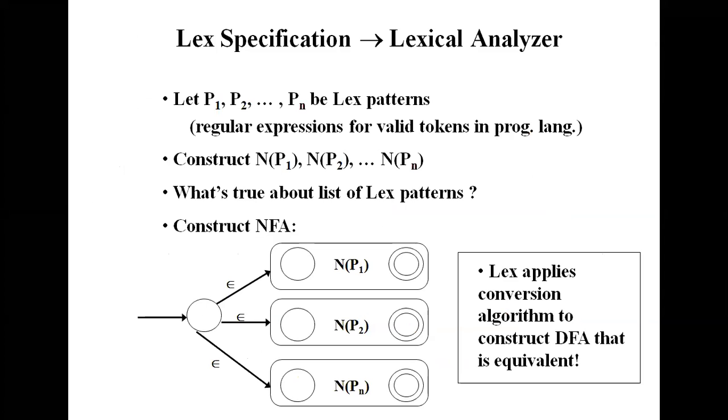How are we specifying lex with a lexical analyzer? First, you need to define all the patterns for the regular expressions, that means the regular expressions for the valid tokens in the programming language. This is pattern 1, pattern 2, and so on up to pattern n. We need to construct all these non-deterministic patterns, and after listing out all these patterns, we need to construct the NFA for this.